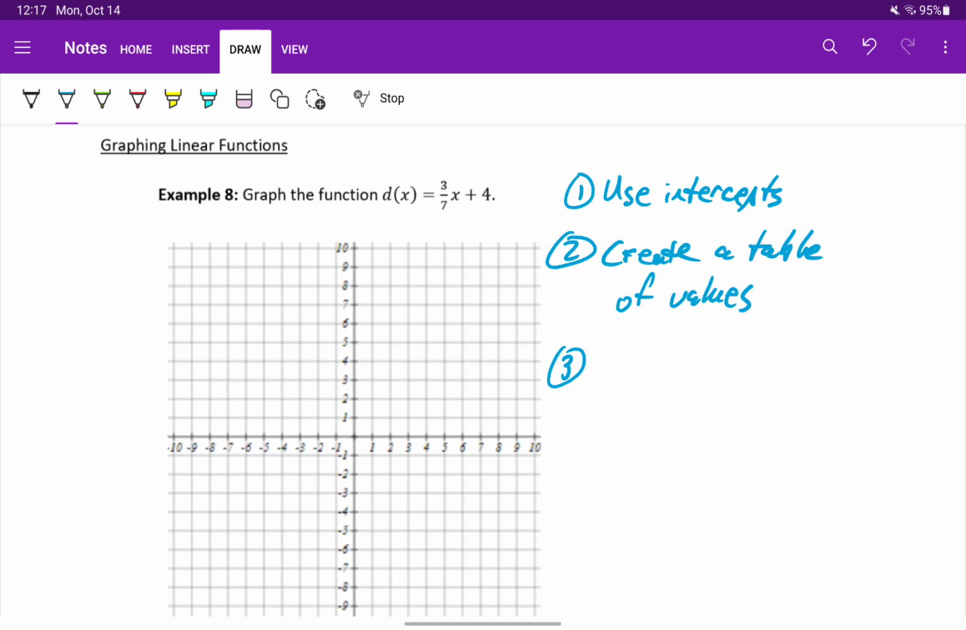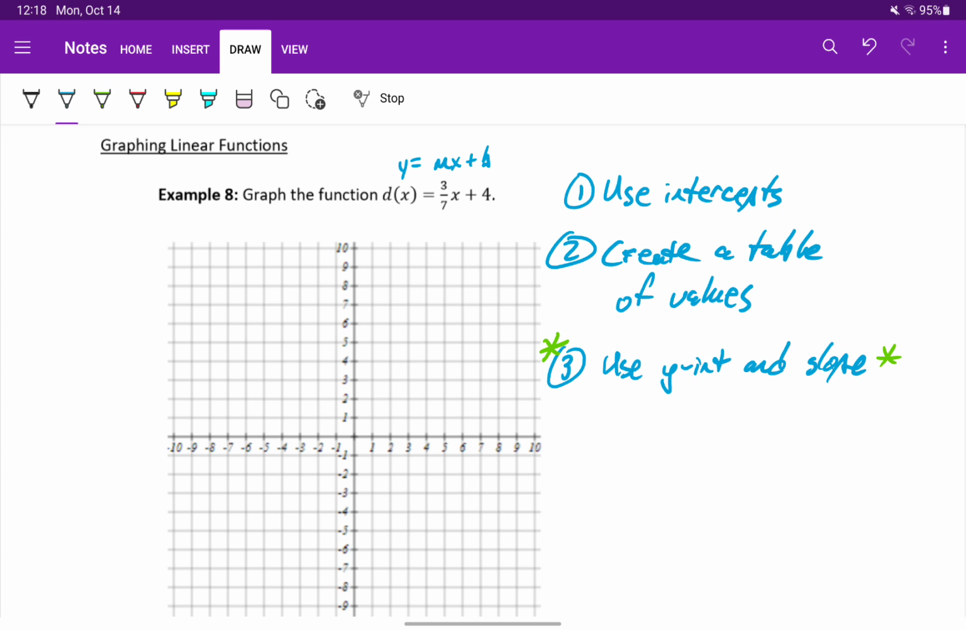So a third option, and the option that I like best, especially for graphing linear functions, since we already talked about the idea that this is by default going to be in slope-intercept form, y equals mx plus b, is to just plot the intercept and then use the slope. So we'll say using the y-intercept and slope to graph the function. All three methods are valid. I just like this third one because I think it's the easiest.